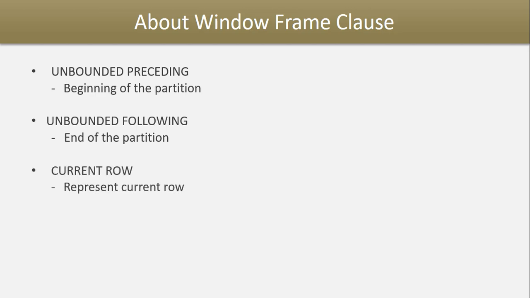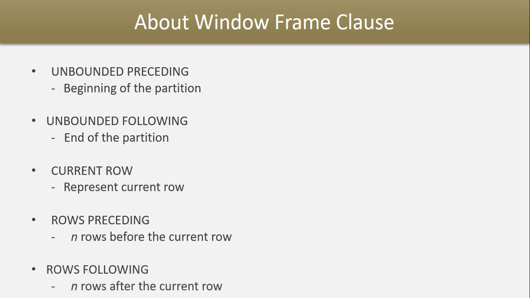Let's know some terms about the frame clause. Unbounded preceding indicates the beginning of the partition. Unbounded following indicates the end of the partition. Current row represents your current row. Rows preceding n means n rows before the current row, and rows following n means n rows after the current row.